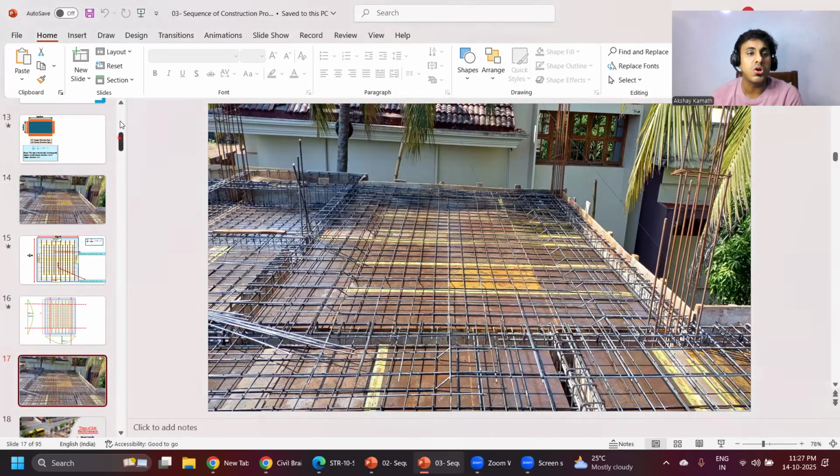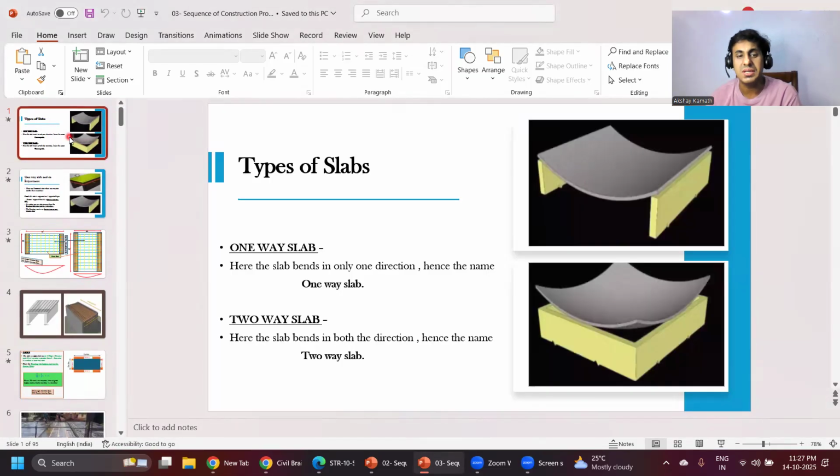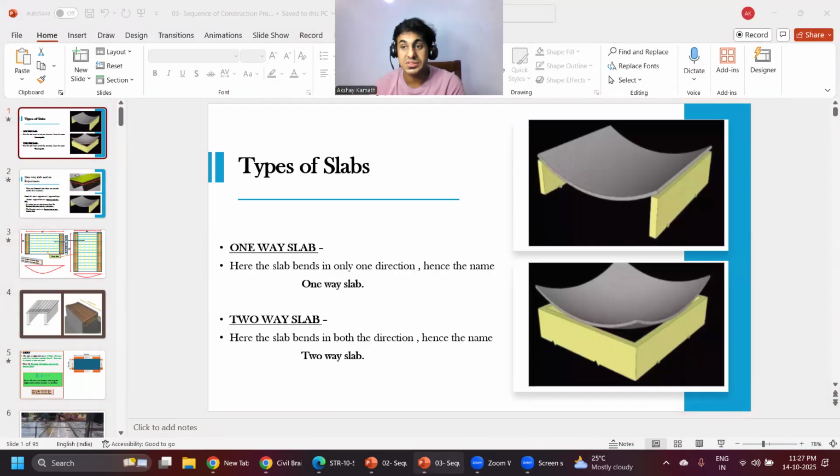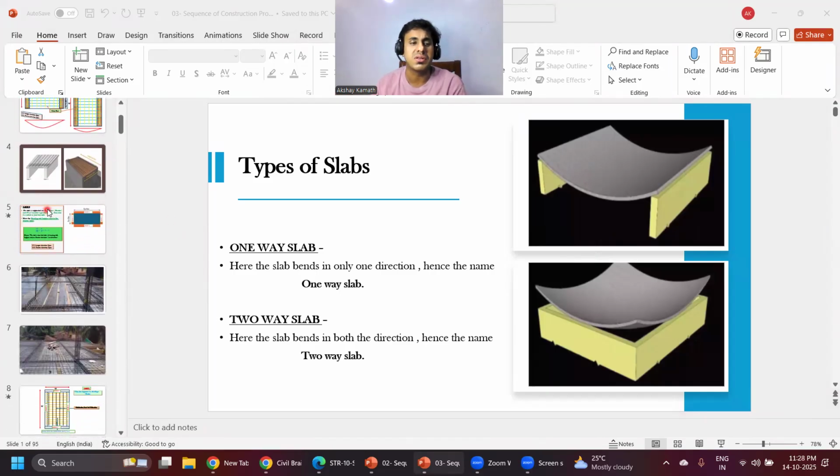But again, we all know there are two kinds of slab basically. One is called a one-way slab, and the second one is called a two-way slab. Why is it called a one-way slab? Any slab which bends in one direction, we call a one-way slab. Any slab which bends in both directions, we call a two-way slab. Further, the one-way slab is further classified, but we'll not get into that. This basic understanding, if you have, it's enough.